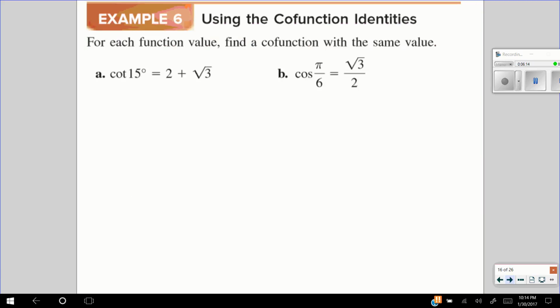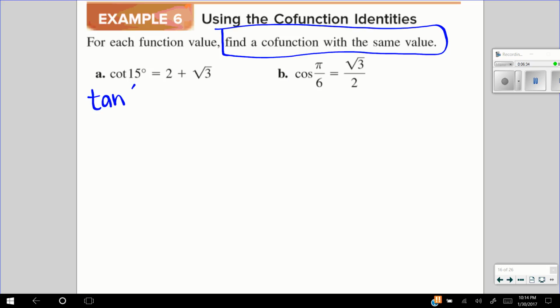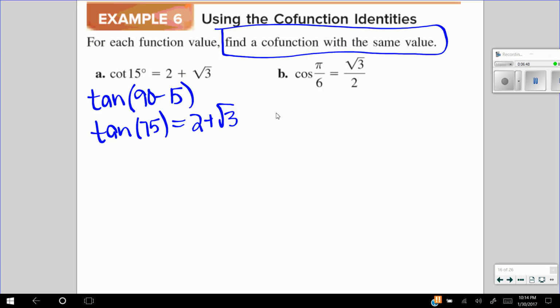So if I look here, I have part A. It says the cotangent of 15 equals 2 plus the square root of 3. And it's asking me to find a cofunction. Well, the cofunction that goes with cotangent is tangent. And so the cotangent of 15 is going to be the tangent of its complement, which is 90 minus 15. So the tangent of 75 is going to equal 2 plus square root of 3. And that's really all it's asking us to do, is just identify what that cofunction is. And it's the cofunction of the complement.